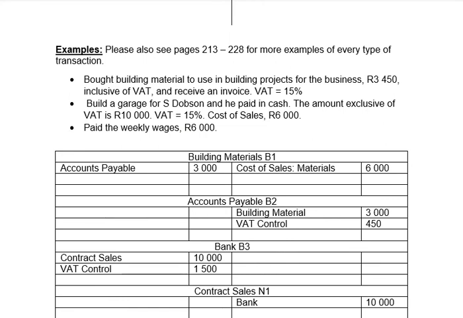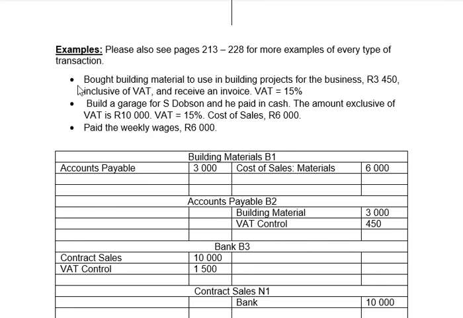Please, in your books on page 213 to 228, there's examples of all the different types of transactions: credit transactions, cash transactions, sales, purchases. You can go and have a look at exactly how the VAT entries are done for those. But these examples that I will do with you now will give you a very good idea, and you should be able to see how the VAT works. So there's 3 transactions that we're going to go through.